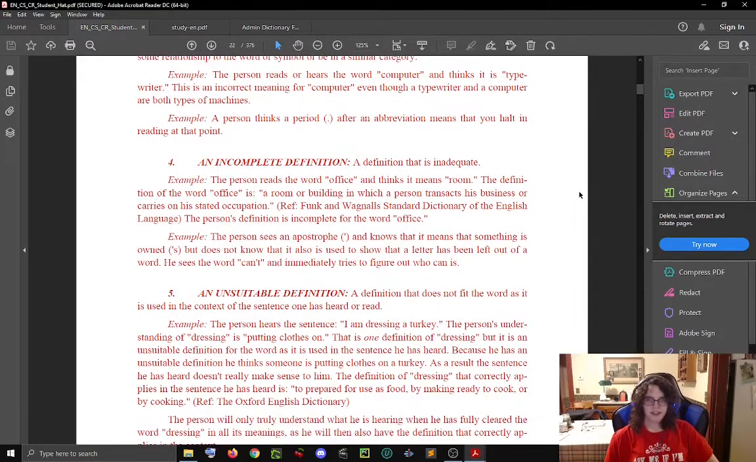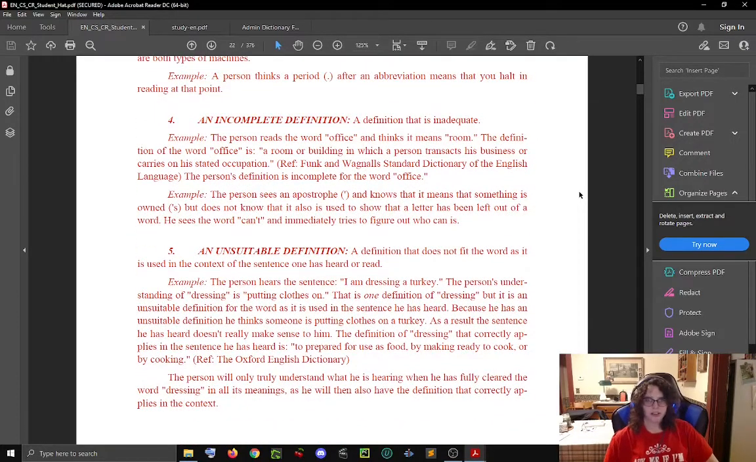4. An incomplete definition, a definition that's inadequate. Example, the person reads the word office and thinks it means room. The definition of the word office is a room or building in which a person transacts his business or carries on his stated occupation. The person's definition is incomplete for the word office. The person sees an apostrophe and knows that it means something is owned, but does not know that it also is used to show that a letter has been left out of the word. He sees the word can't and immediately tries to figure out who can is.